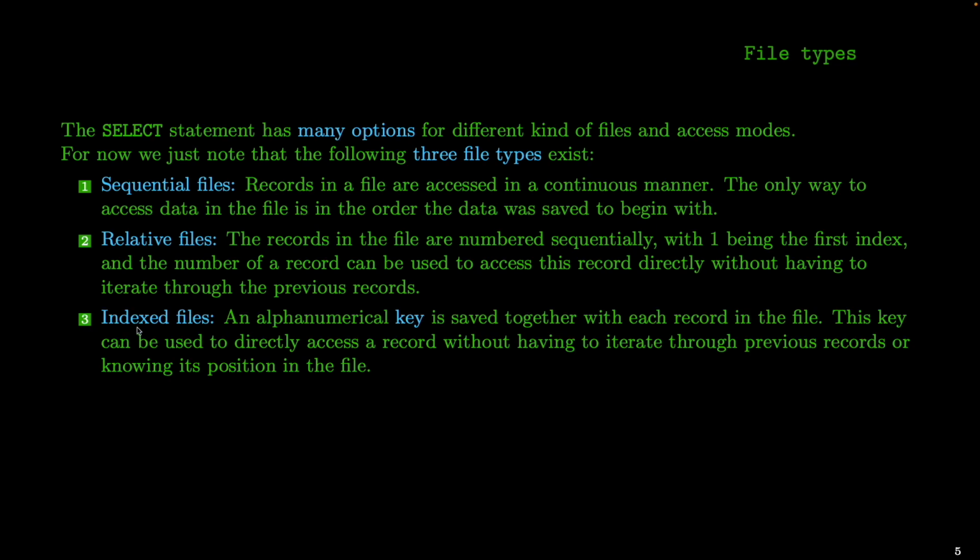And third, there are indexed files. They are a bit similar to the relative files, but here you don't use the position of the record in the file to address it, but instead you use some alphanumerical key that is part of the record that is saved in the file. And this key can be used to directly access a record without having to iterate through all the previous records, or even without having to know its position within the file. So this is like a dictionary data structure in a sense.